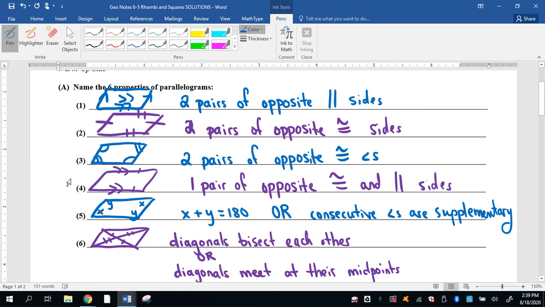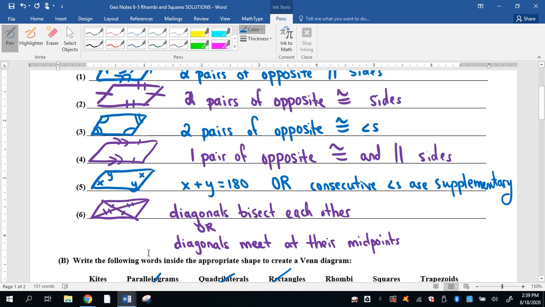Name the 6 properties of parallelograms. They can be stated in any order. You just need to make sure you have words and a picture for each. So we have 2 pairs of opposite parallel sides, 2 pairs of opposite congruent sides, 2 pairs of opposite congruent angles, 1 pair of opposite congruent and parallel sides. We have consecutive angles that are supplementary, or you can just draw a picture with x's opposite each other, y's opposite each other, so x plus y is 180. And diagonals bisect each other, or you can say diagonals meet at their midpoints.